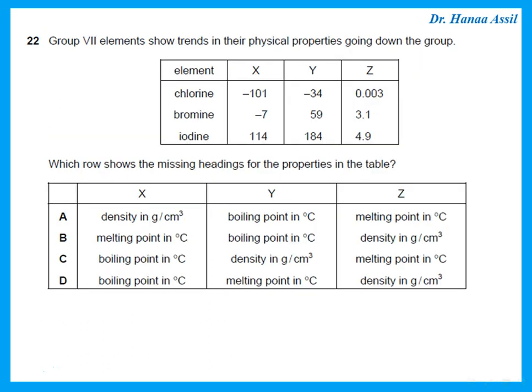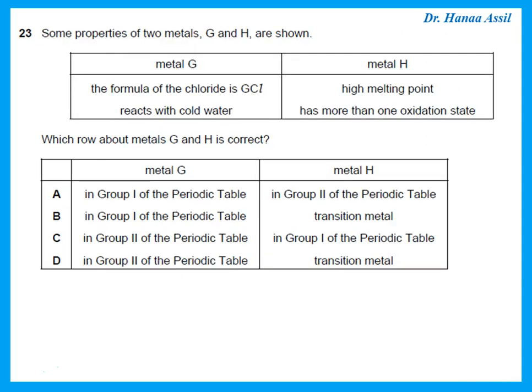Group 7 elements show trends in their physical properties going down the group. Which row shows the missing headings for the properties in the table? Okay, so we have something going down group 7. It is increasing from minus 100 to 114. The other one is increasing from minus 3 to 184. So I would say that, of course, X is lower than Y. So X has to be the melting point and Y the boiling point, and then Z could be the density. So my answer is B.